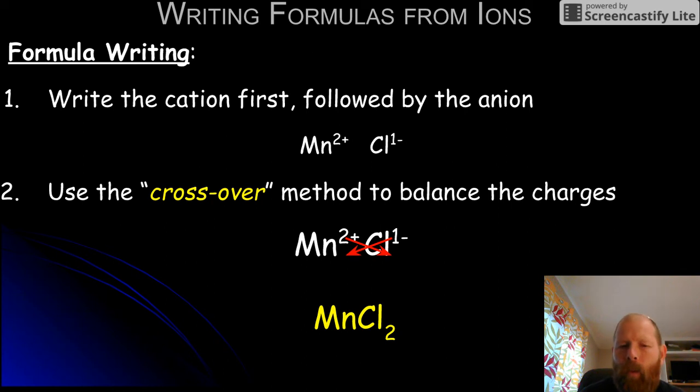Okay, so now why is that? Why does this magical crossover method work? Well, we got to make sure that we always end up with a neutral situation, because we never get a flood of electrons from somewhere else. So the electrons that would have, so to speak, started with manganese and chlorine have to have gone somewhere. We have to end up neutral.